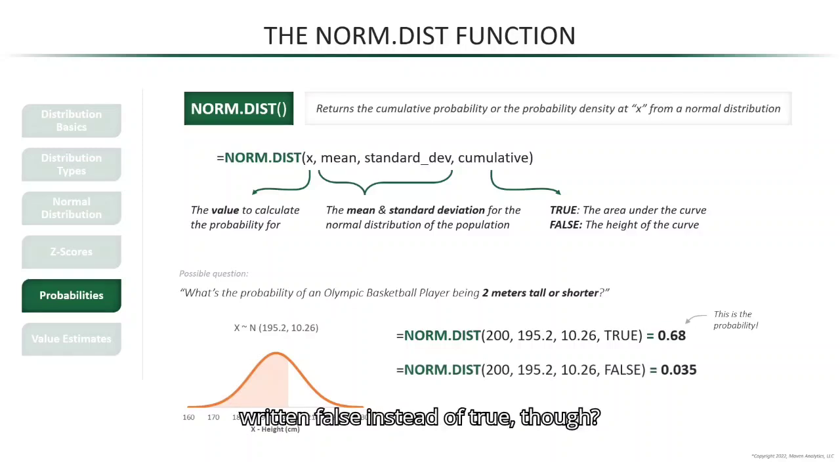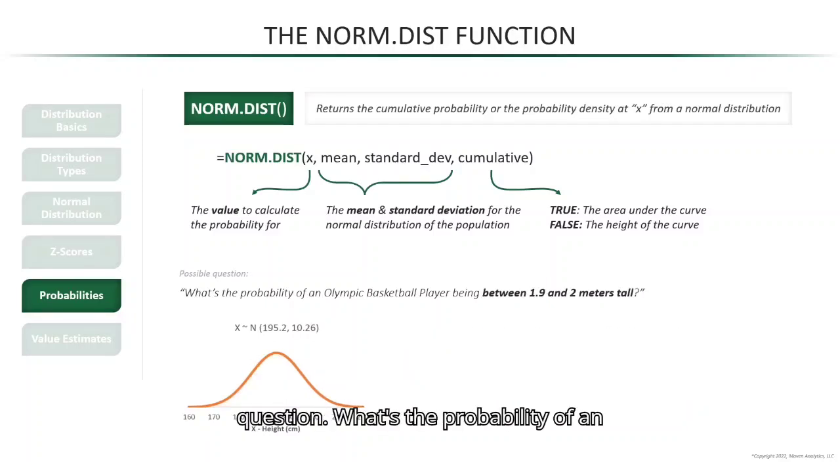But what if we had written false instead of true though? Well, then we'd get a value of 0.035, which is just the height of the curve at x equal to 200, as you can see on the chart here. And if you're wondering why Excel even gives you the possibility to calculate the height of this curve, it's precisely so that you can plot these charts using those values. It's how I got the screenshots for this course actually, and I'll show you how to do that very soon. But for now, let's stick to the areas under the curve or the cumulative probabilities. That's what we're interested in.